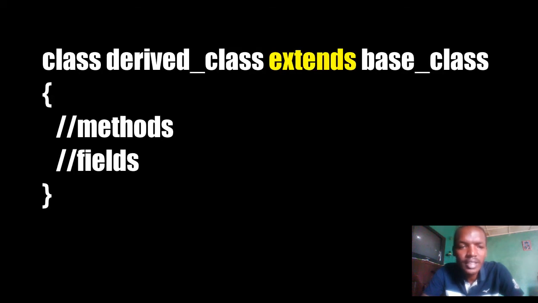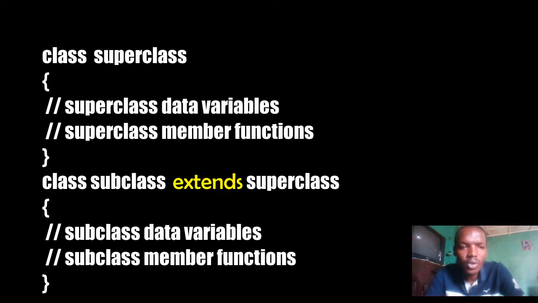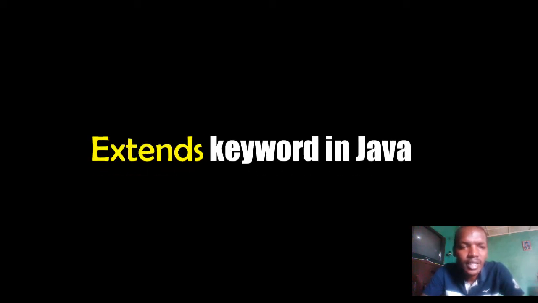The syntax in Java: class Derived. The general form for inheritance uses the extends keyword in Java. The extends keyword extends a class and is an indicator that a class is being inherited by another class.